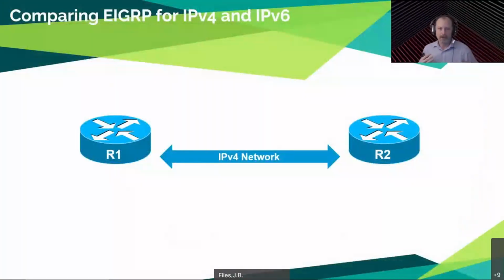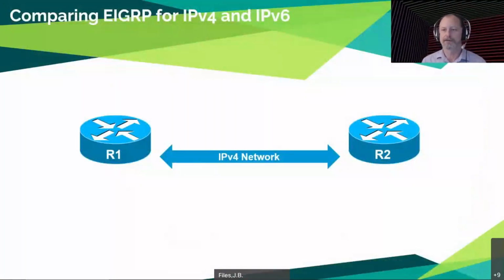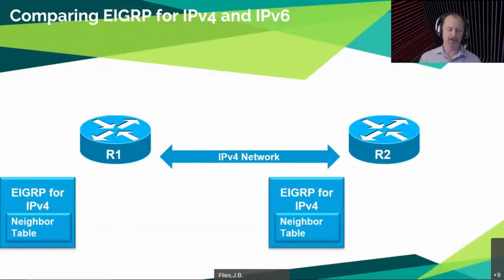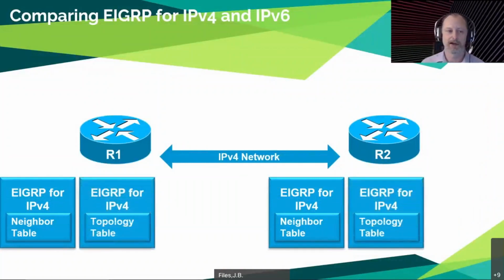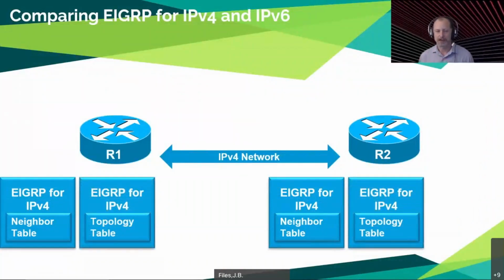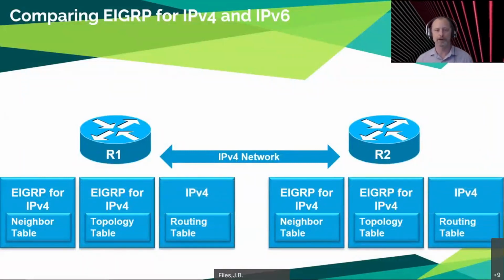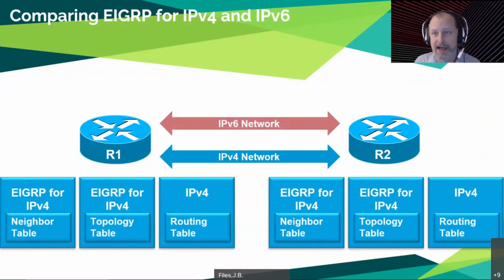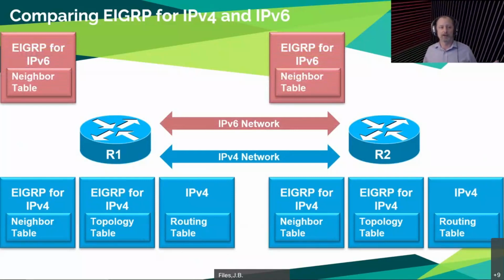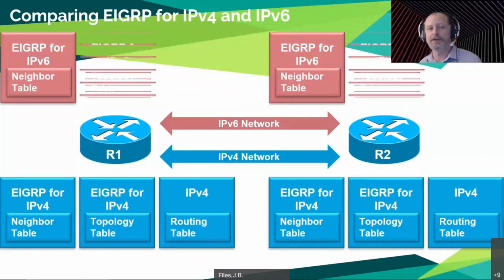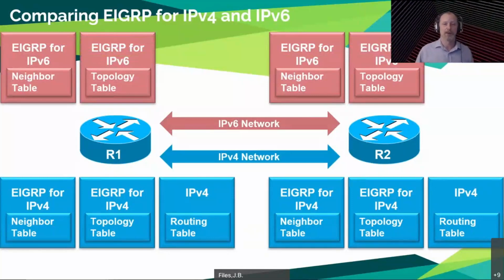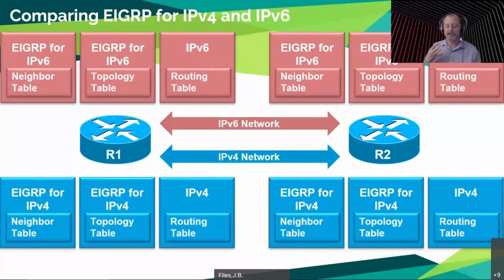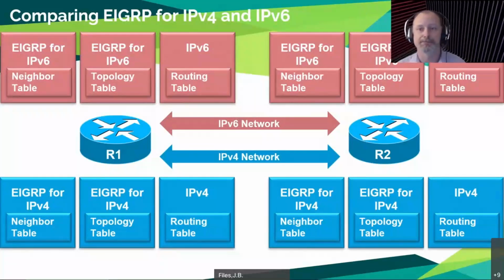So we have an IPv4 network. We start by generating our neighbor table. Then once we get our adjacencies set up, we have our topology table. And then that's going to be used to populate the IPv4 routing table. Okay, well, we're doing dual stack. So we have an IPv6 network. Well, guess what? We're going to have an IPv6 neighbor table, then a topology table, and that's going to populate the IPv6 routing table.